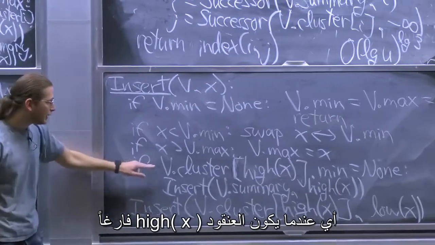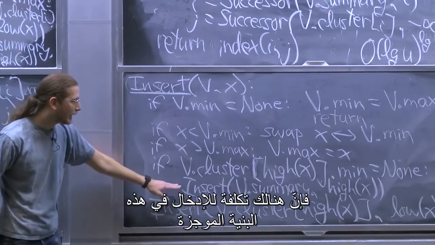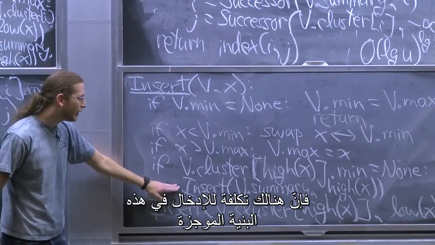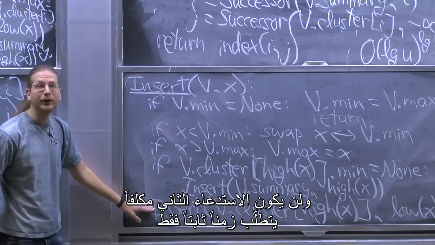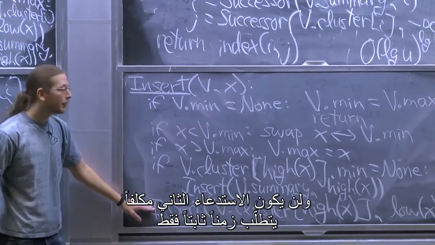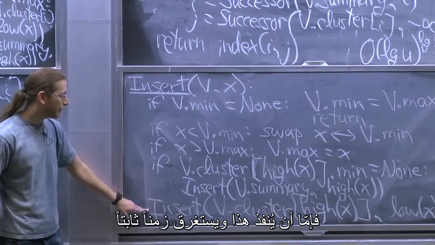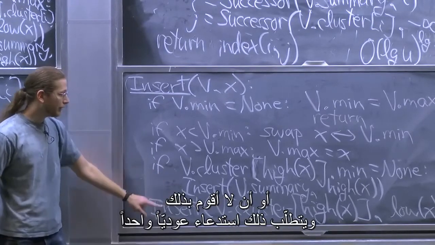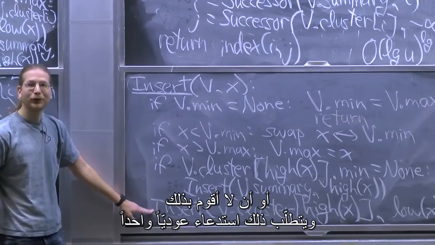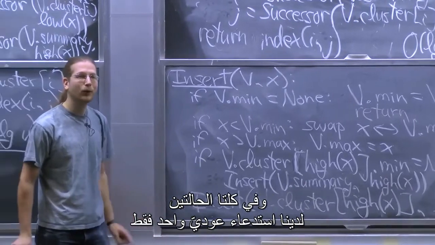That means in the case when cluster high of x is empty and I have to pay to insert into the summary structure, I know my second call is going to be free, only taking constant time. So either I do this, in which case this takes constant time, or I don't do this, in which case I make one recursive call. In both cases, I really am only making one recursive call.